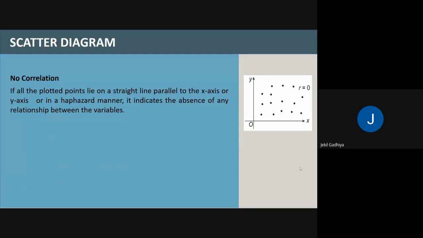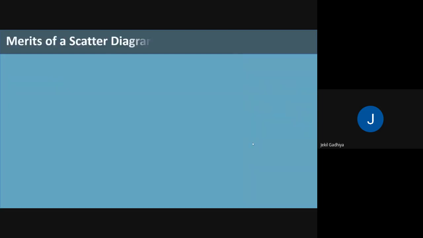So these are the types of correlation using a scatter diagram. It is not parallel. No, not every point is parallel, but you can see that this point is parallel to the x-axis. Also, you can find these 2 points which are parallel to the x-axis in this way. It is not like this. Yes. And merits of a scatter diagram.